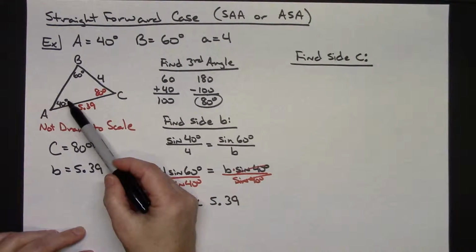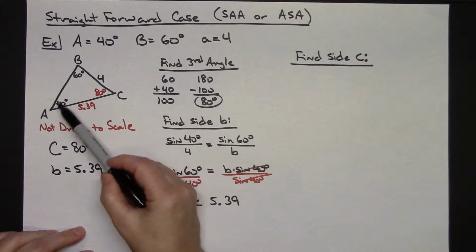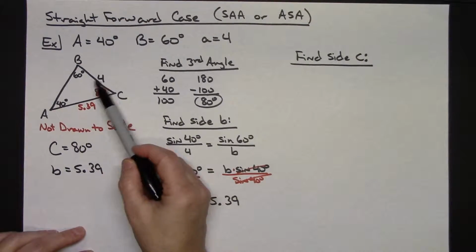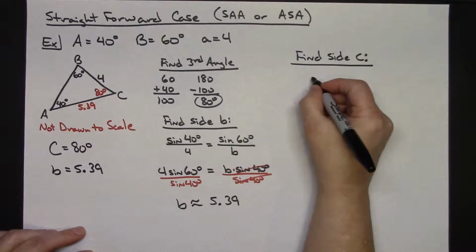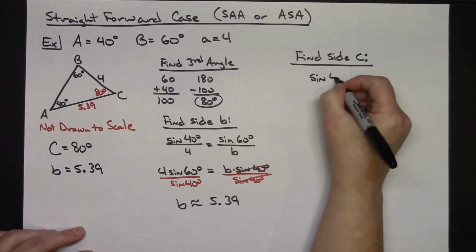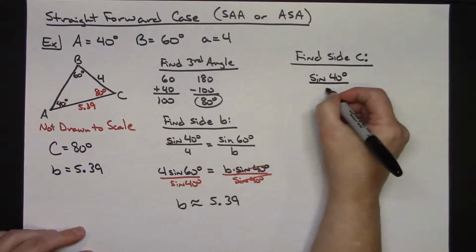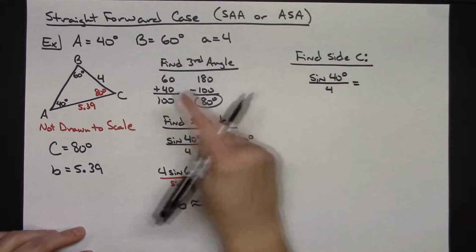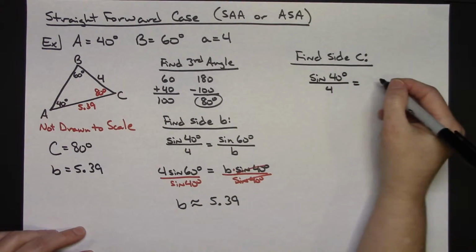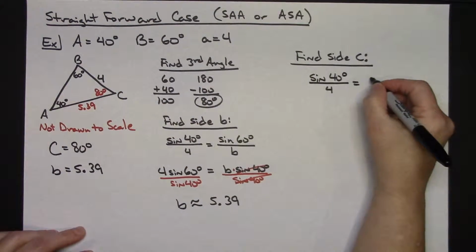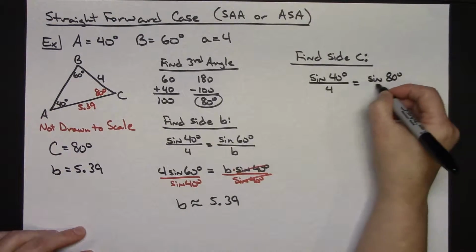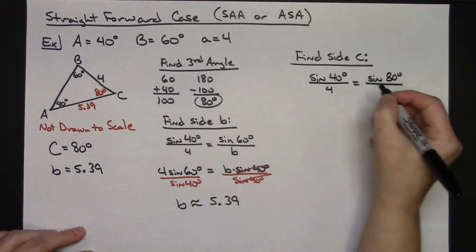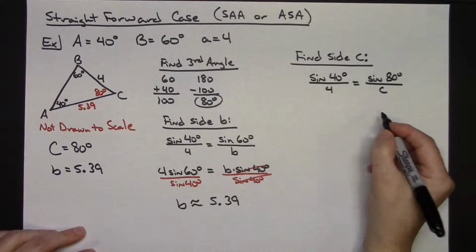So I'm going to come back here and stick with sine of 40 over 4, because those are 2 values that were given, neither of which have been rounded. So I'm going to do sine of 40 degrees over 4. This time I need to find side C, so I'm going to use angle C as sine of 80 degrees over little c, because that's what I'm trying to find here.